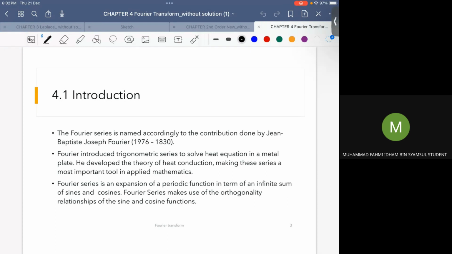So Fourier transform is a trigonometric series to solve a heat equation in metal plate. So this man developed the theory of heat conduction, making this series a most important tool in applied math. So Fourier series actually is one of method to solve the heat equation, and I think you also will learn and will use this Fourier series in order to solve the heat equation later on in your engineering class.